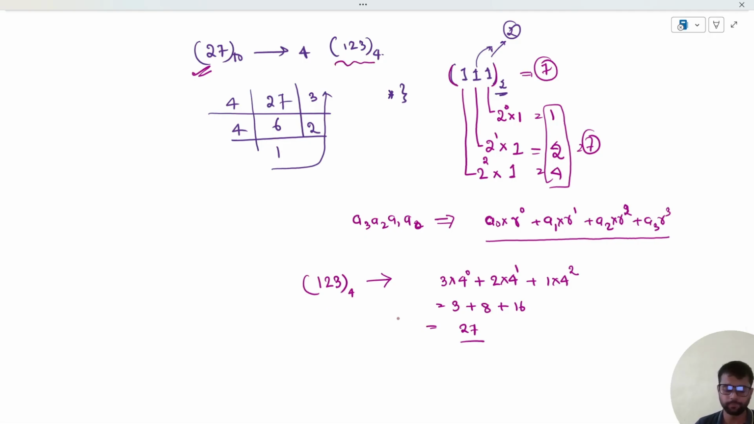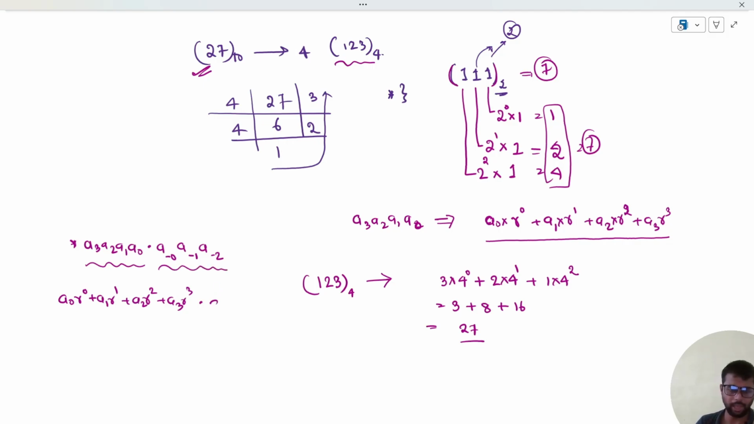The number could also be of the form A3, A2, A1, A0 dot A minus 1, A minus 2, like this also. So for this, we have already seen that it may be in the form of A0 r to the power 0 plus A1 r to the power 1 plus A2 r to the power 2 plus A3 r to the power 3. What about after the dot? For this we have A minus 1 r to the power minus 1 plus A minus 2 r to the power minus 2 plus A minus 3 r to the power minus 3. Accordingly, we will go on.